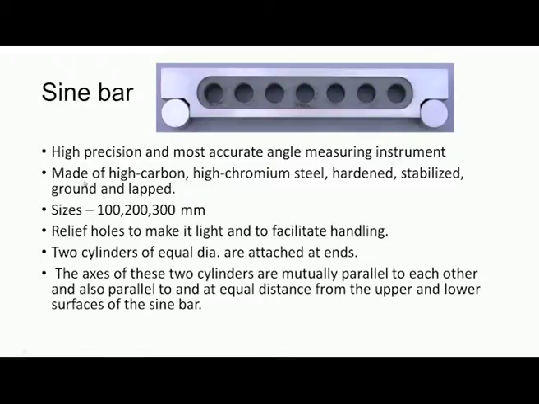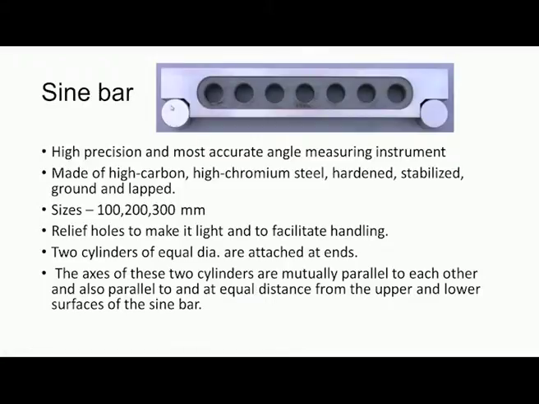So, these sine bars are made of high carbon, high chromium steel. They are hardened, stabilized and ground and lapped. They are available in various sizes of 100 millimeter length, 200 millimeter length and 300 millimeter length. This length means the distance between the center of this roller and this center. The distance between the centers of the rollers is the size of the sine bar. So, these relief holes are provided to make it light and for easy handling.